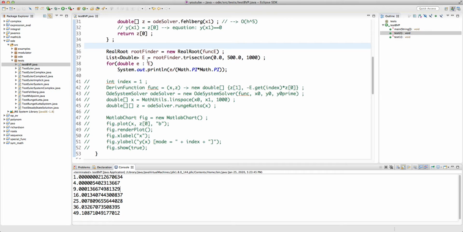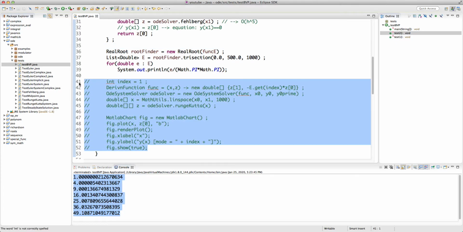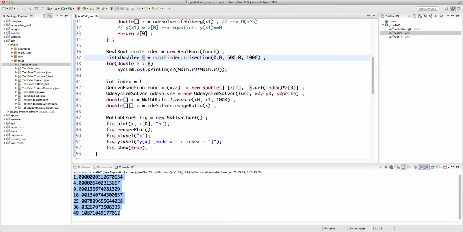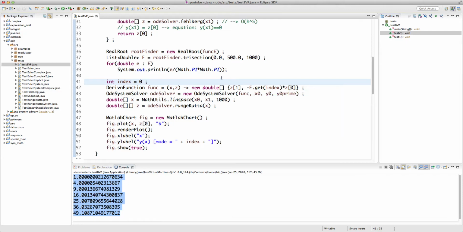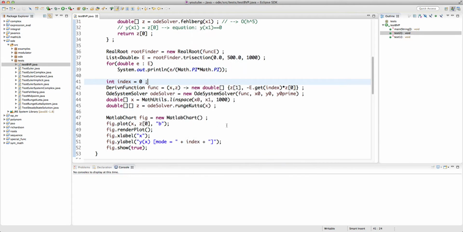Okay, so now let's plot the wave function, or the solution, for any of these. So here I have a variable index, an integer, which picks the E value based on that, and then the derivative function again is a system, z1 minus E dot get index. Remember, E is a list object, so dot get at index. So I go at index 0 first. All right, so let's run index 0.